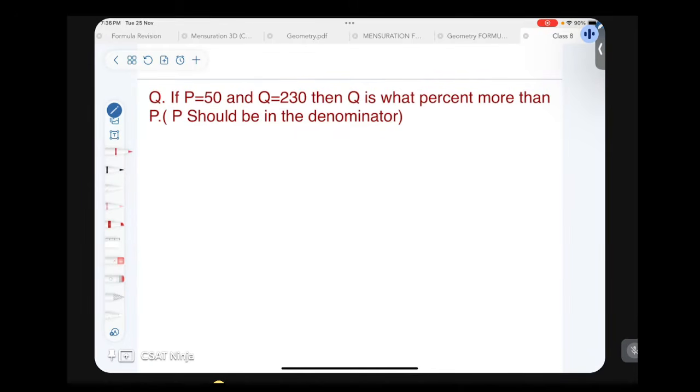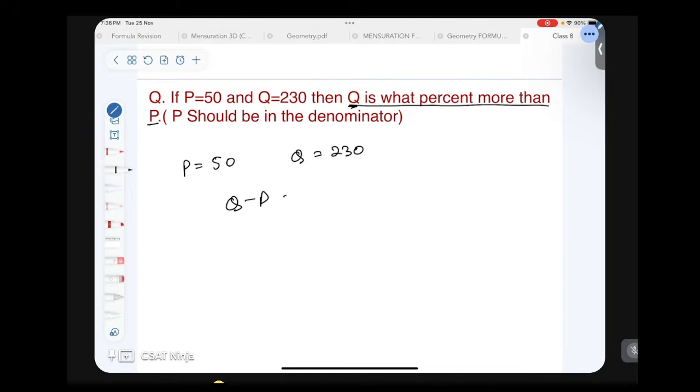A very simple question, just a basic question here. If P is equal to 50 and Q is equal to 230, then Q is what percent more than P? If you are asked to find more than or less than, we do it like this. P is given as 50 and Q is given as 230. The question says Q is what percent more than P? So let us find the difference between these two.